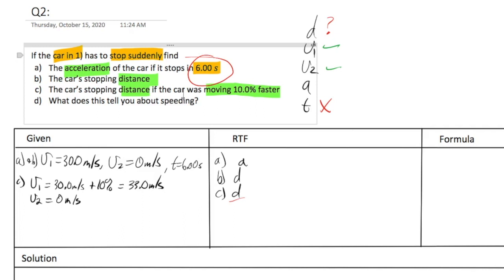Assuming that we are in a maximum braking situation. So in part A, we're stopping as quickly as the force of friction will allow us to stop. And we can do that in 6 seconds. But if you're going faster, it's going to take longer. So the time is invalid. So that means we need acceleration, but we don't have it. But we are finding it in part A.